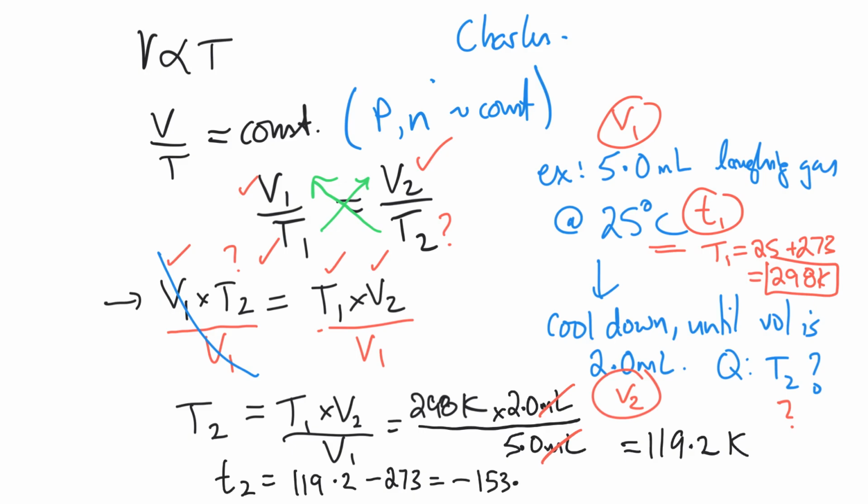153.8. And if I ask myself, how well do I really know this stuff? Well, if I look at the significant figures, 298 is 3, 2 milliliters is 2, 5 milliliters is 2. So I probably only know this temperature to 2 significant figures. So that means that I can probably only really write minus 150 degrees C. So that's pretty darn cold, right?